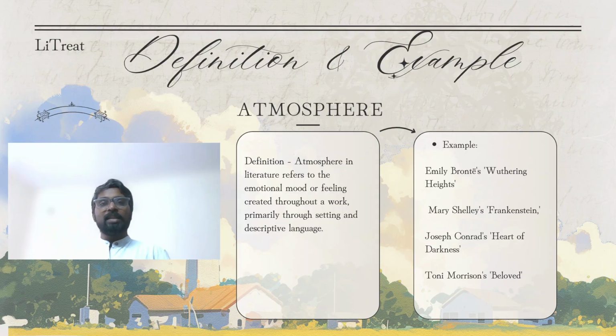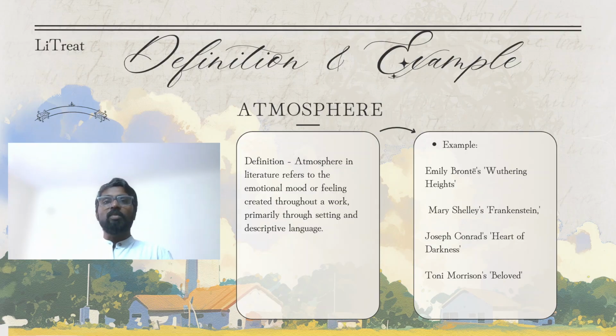For UGC NET, remember that in the December 2021 examination, atmosphere was correctly identified as being set by setting and capable of evoking suspense. Let's explore how atmosphere functions in literature across different periods. Emily Bronte's Wuthering Heights provides a quintessential example of atmosphere.